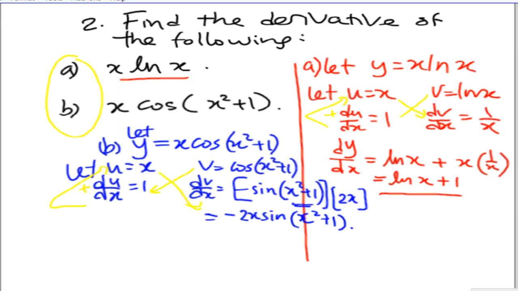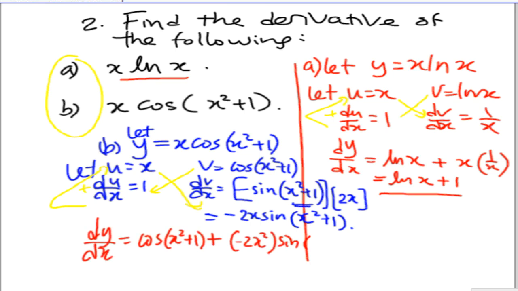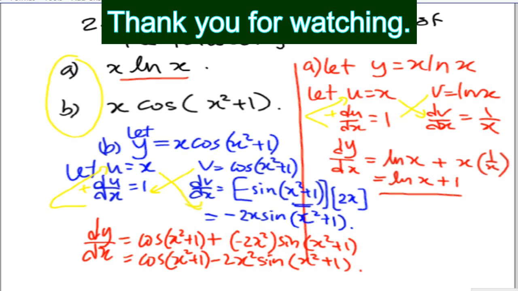And dy dx in this case will be 1 times cosine of x squared plus 1, and then plus x times negative 2x, which is negative 2x squared, times sine of x squared plus 1. So this is cosine of x squared plus 1 minus 2x squared sine of x squared plus 1. And here's the answer.